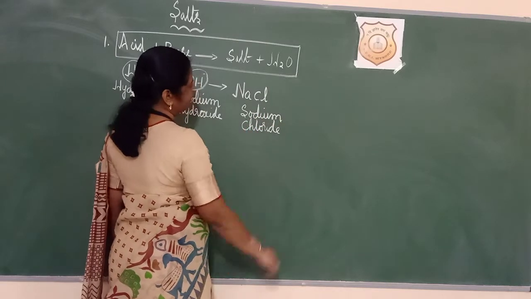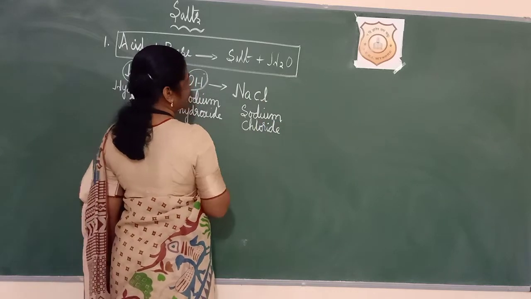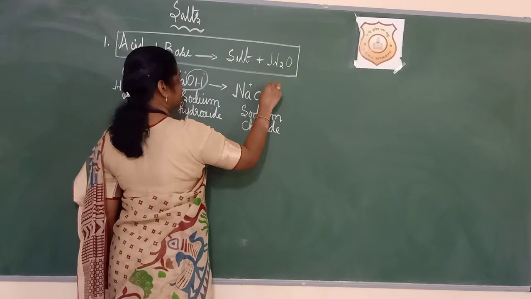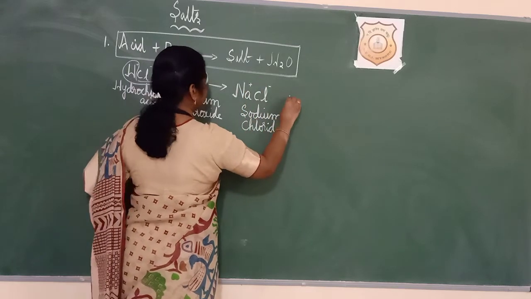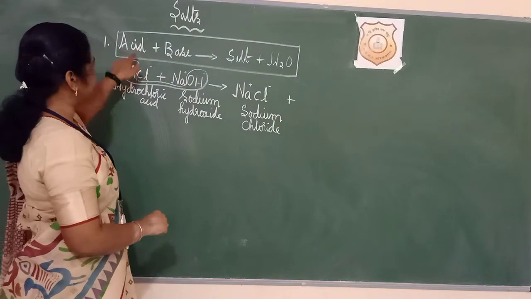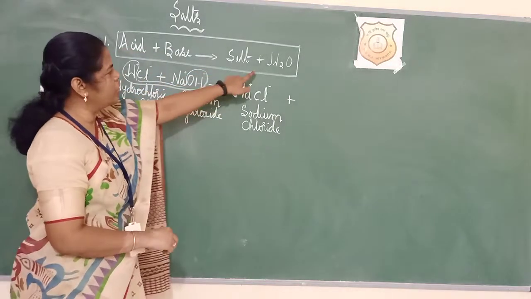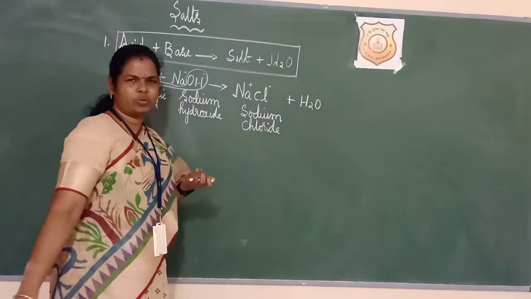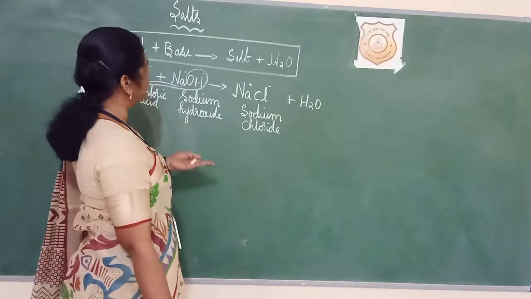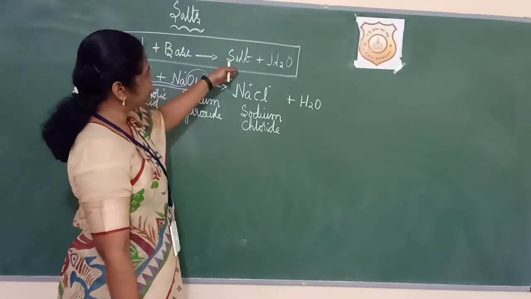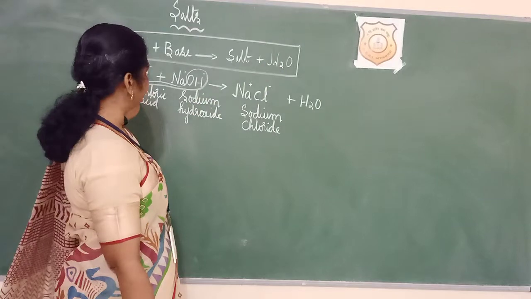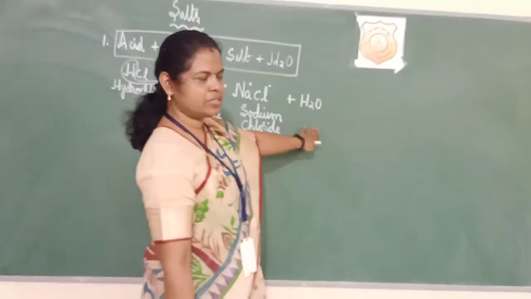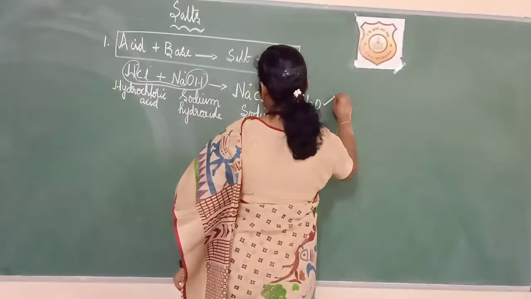This is sodium chloride. See, it is having two ions now. This is cation and this is anion. We will see about this later. According to the formula, we are writing one acid plus one base gives one salt plus water. Any doubt in this? This is very important. With an example, we have written hydrochloric acid plus sodium hydroxide gives sodium chloride plus water. Clear now? This is the first point.